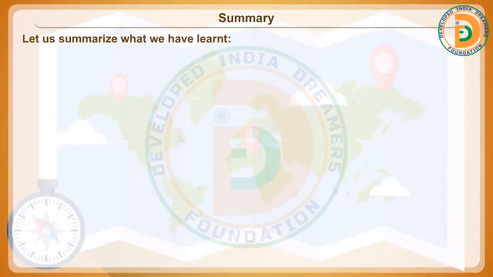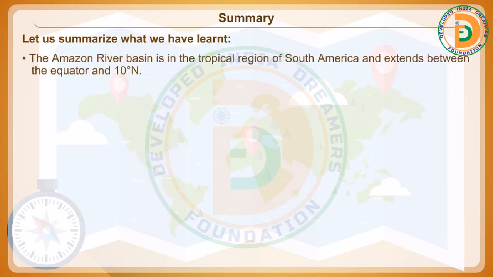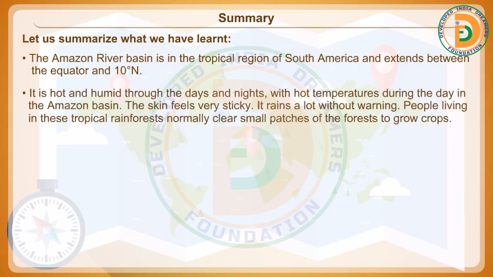Summary. Let us summarize what we have learned. The Amazon River Basin is in the tropical region of South America and extends between the equator and 10° north. It is hot and humid through the days and nights, with hot temperatures during the day in the Amazon Basin. The skin feels very sticky. It rains a lot without warning.